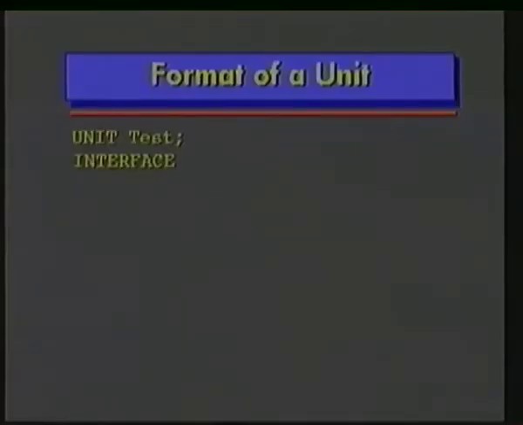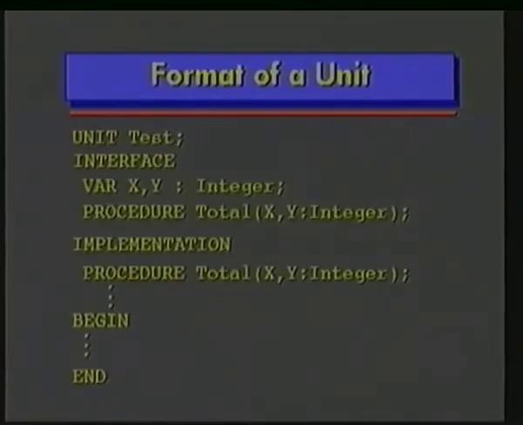We'll be talking about defining, implementing, and compiling units, and using them with main programs. We'll also look at some more of Turbo Pascal's built-in units. Let's start with the format of a unit. The first thing to notice is that the unit format contains three reserved words that we haven't seen before: unit, interface, and implementation. The reserved word unit is analogous to the reserved word program.